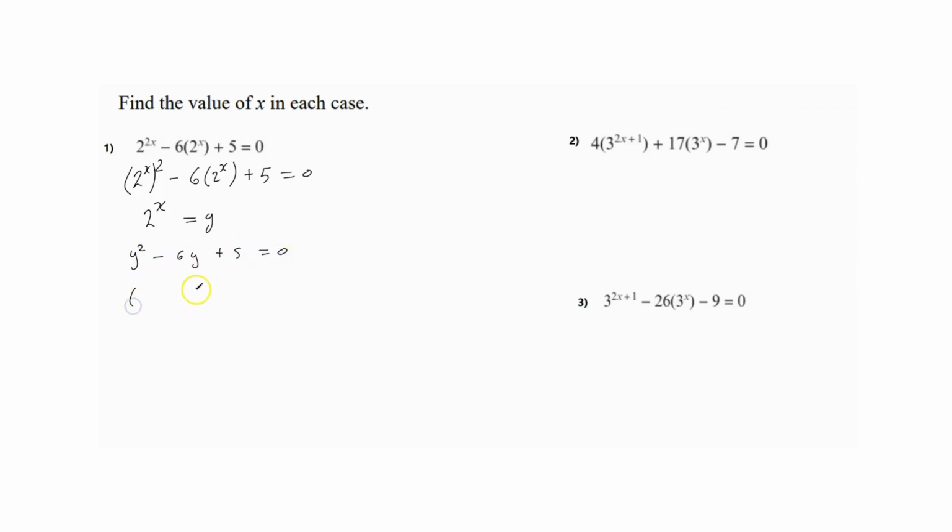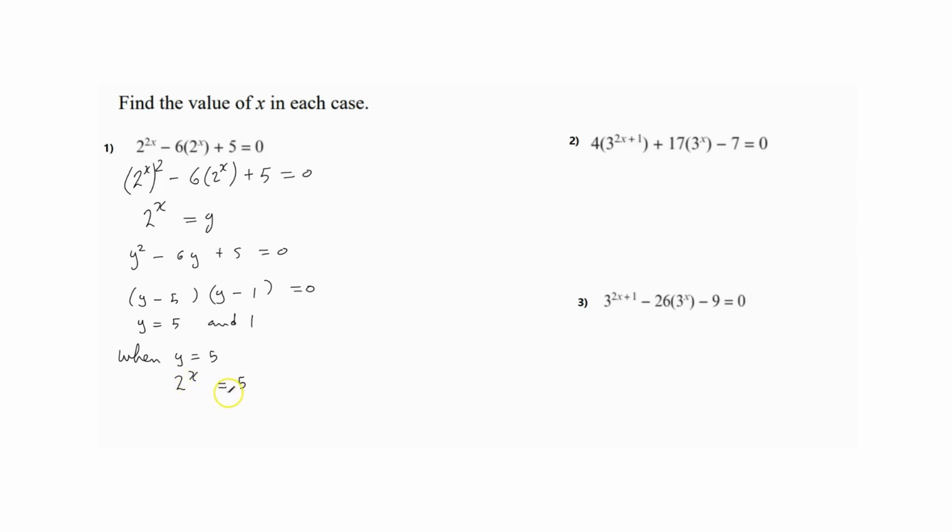And here we can factorize this quadratic equation. So we have y times y and minus 5 times 1. Therefore, y equals 5 and y equals 1. So we can find the value of x then. When y equals 5, we have then 2 to the x equals 5.